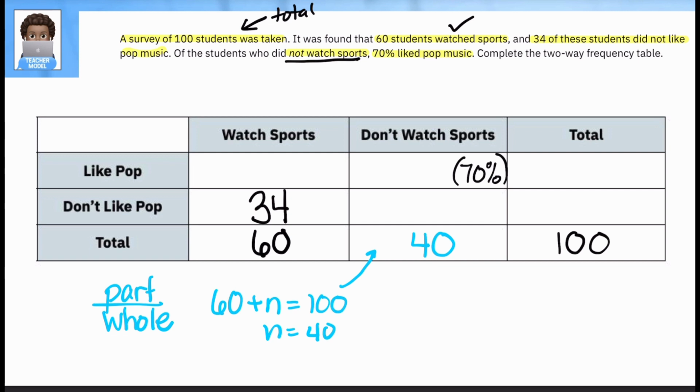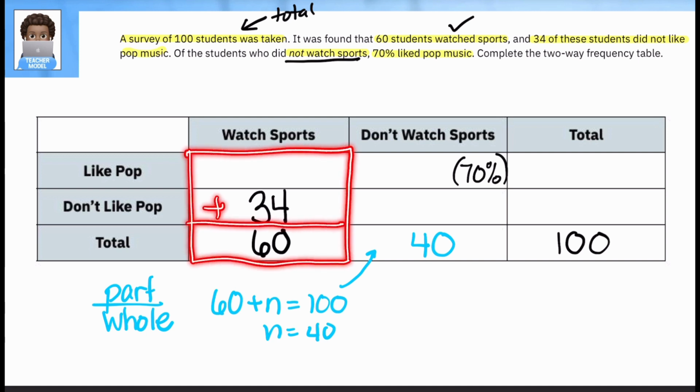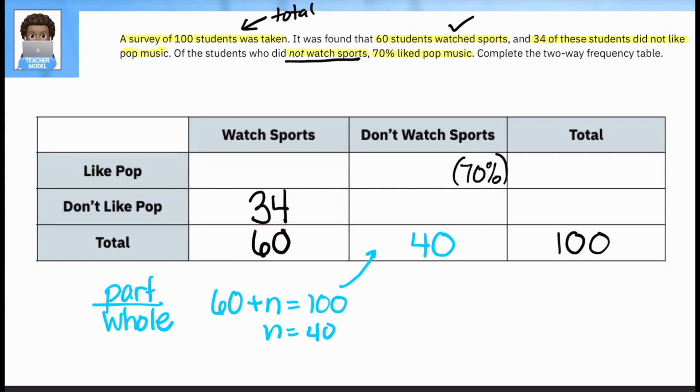Do you see any other, just scanning around, additive relationships? I do. Right here. I know that if we take the number of kids who like pop and don't like pop, they add up to 60. These are all the kids that watch sports. So again, I can use the same thing. What would this number have to be to make 60? So in my head, I'm just doing this. Well, 60 minus 34 is going to give me that number, and that's going to be 26. Okay, because 26 plus 34 is going to give me 60.